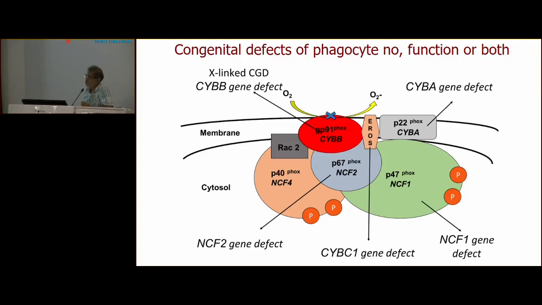Then you've got NCF2. NCF2, for some reason, is not very common in South India. It's more common in North India. CYBA is more common in South India, not in North India. And then you've got a very rare form, which is NCF4, which we haven't encountered any case. And then there is another new one which is described, known as EROS or CYBC1. This also has been reported, one or two cases from South India. So this is one phenotype, CGD, but there are numerous defects.